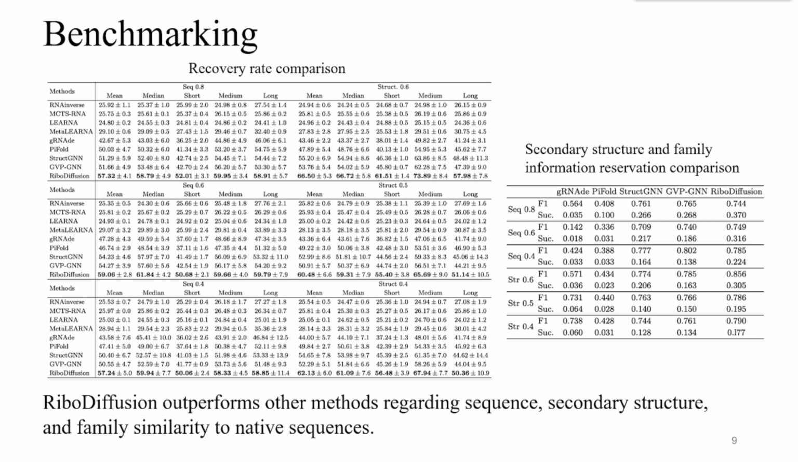We also introduce RNA inverse folding methods with secondary structures as input for comparison, like RNAinverse, MCTS-RNA, LEARNA, and Meta-LEARNA. We use metrics including recovery rate, F1 score, and success rate, which can evaluate sequence, secondary structure, and family similarity of generated sequences to native sequences. RiboDiffusion outperforms other methods regarding these metrics on different dataset splits.